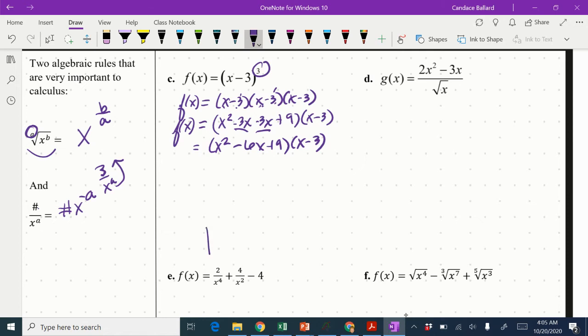I'm going to put it kind of towards the bottom. This is just to help keep my work organized. If you like the rainbow method, you can use the rainbow method. So we've got x squared minus 6x plus 9 over, and then x minus 3.